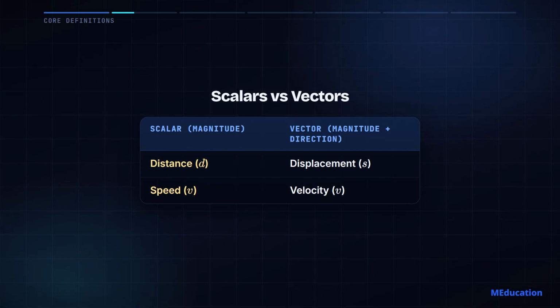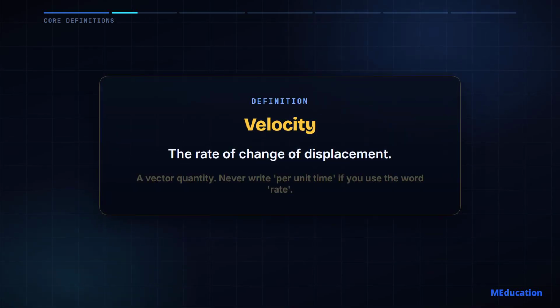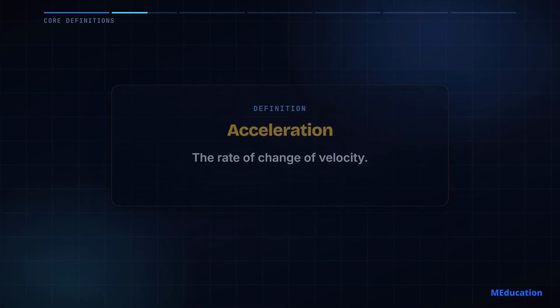Speed is the rate of change of distance, while velocity is the rate of change of displacement. That makes velocity a vector. Never define it as speed in a given direction. Mathematically, it is the rate of change of displacement. The phrase "rate of change of" is exactly what the mark scheme requires.